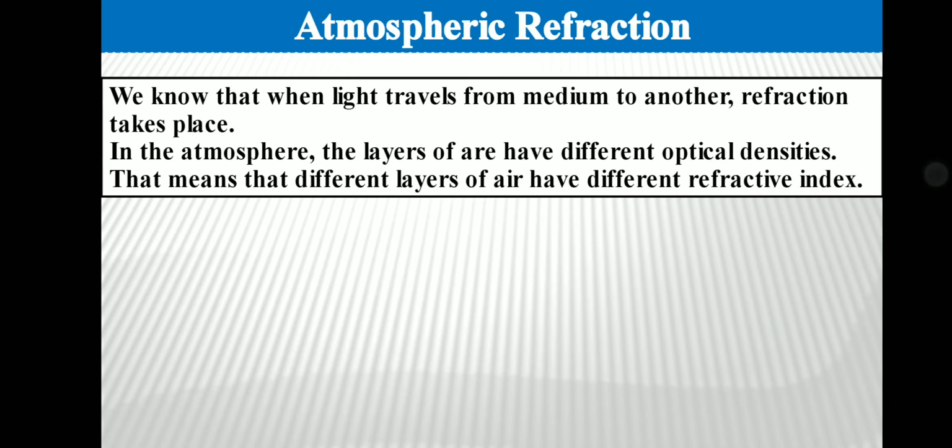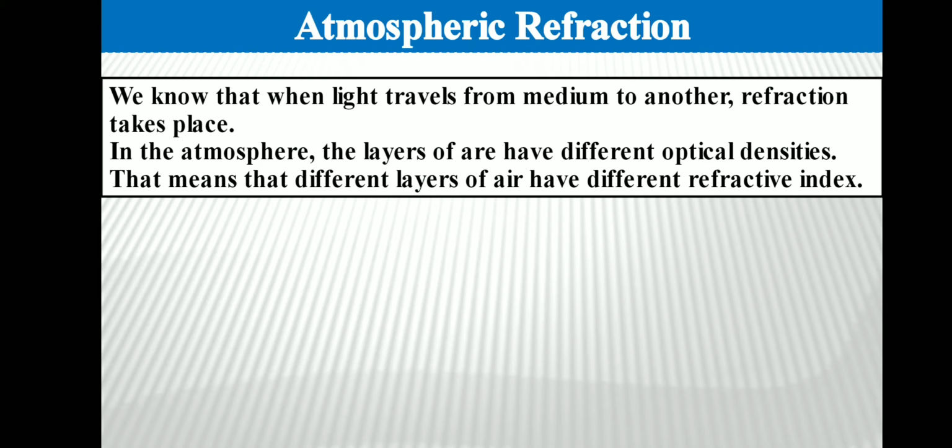We know that when light travels from one medium to another medium, refraction takes place. This is the definition of normal refraction. Whenever the light ray is traveling from one medium to another medium, at that time it will cross the medium and enter the next medium, and this process is known as refraction of light.